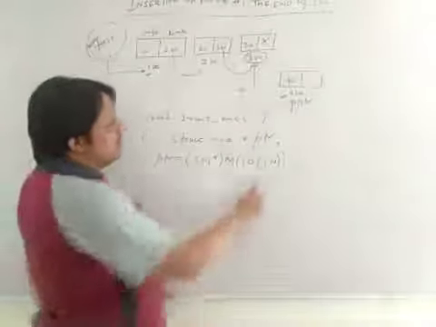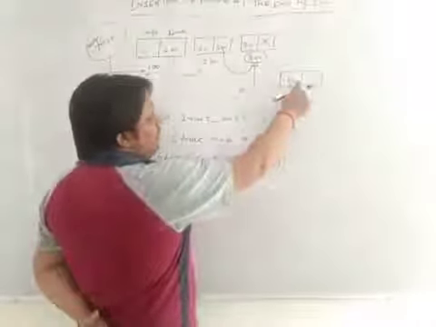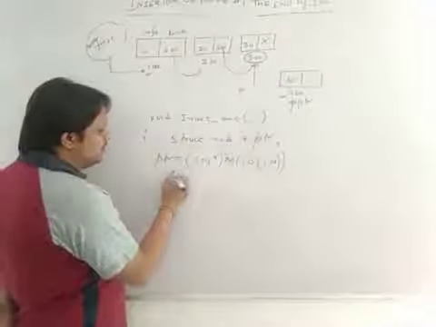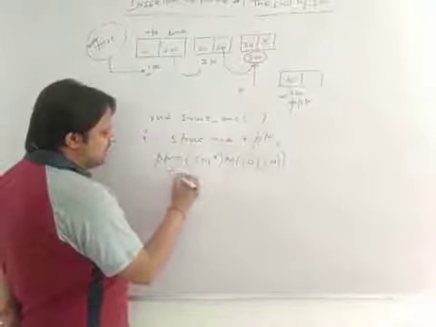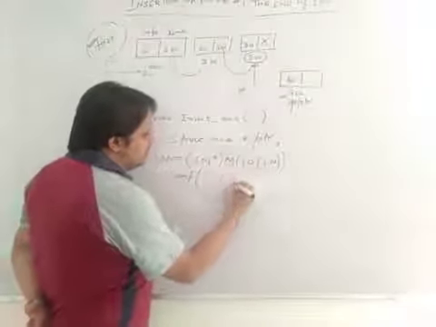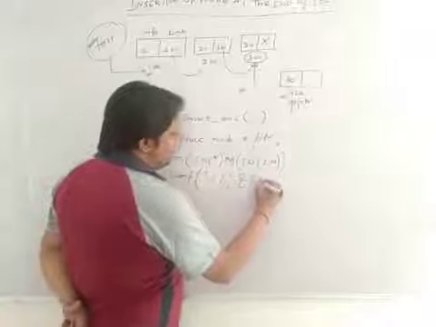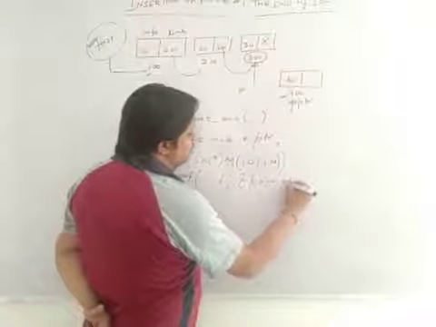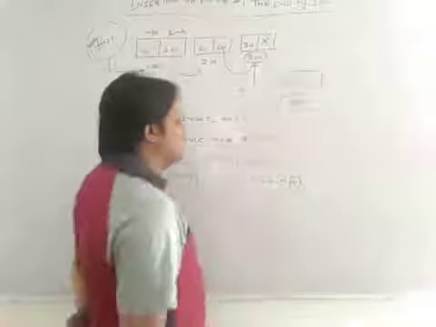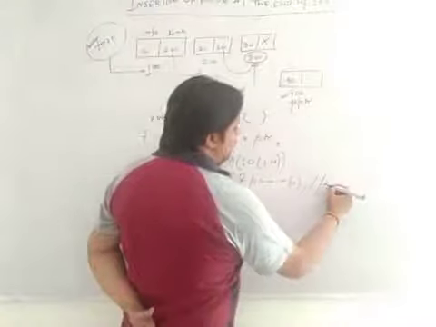Now you have to insert this 40 in the info part of ptr. How will you insert it? You will simply write scanf percentage d comma address of ptr arrow info. Once you write this, 40 gets inserted in the info part of ptr.